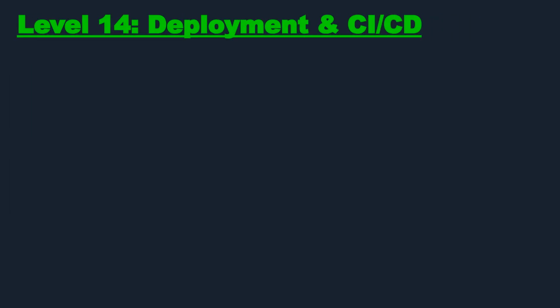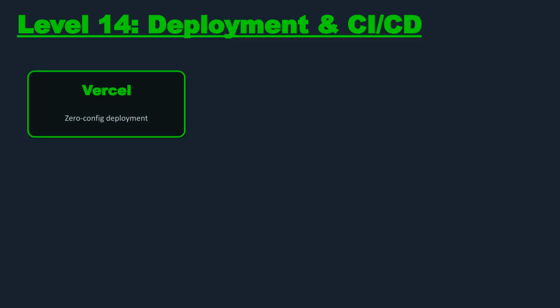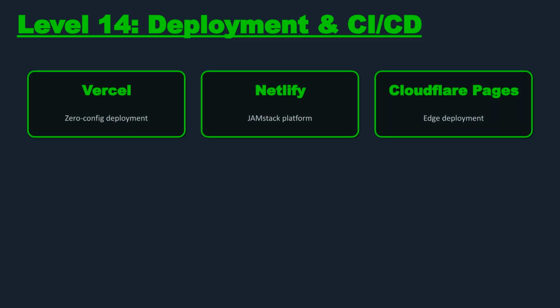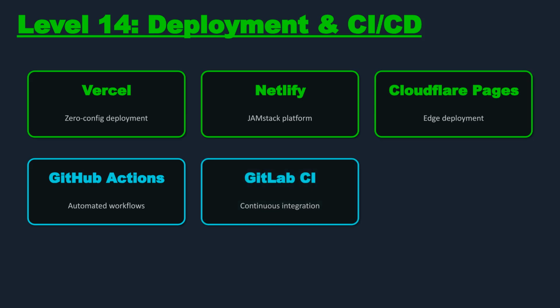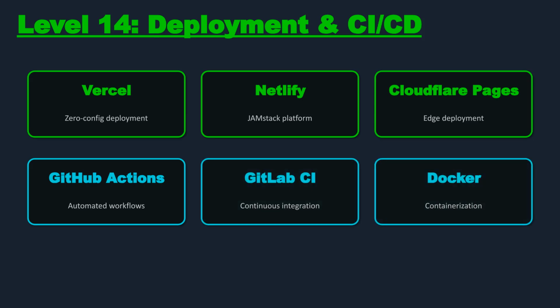Level 14 is deployment and CI/CD. Use zero-config platforms like Vercel, Netlify, and Cloudflare Pages for deployment. Implement continuous integration and deployment with tools like GitHub Actions, GitLab CI, and Docker for containerization.